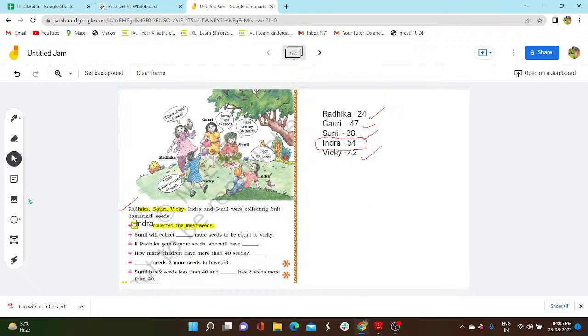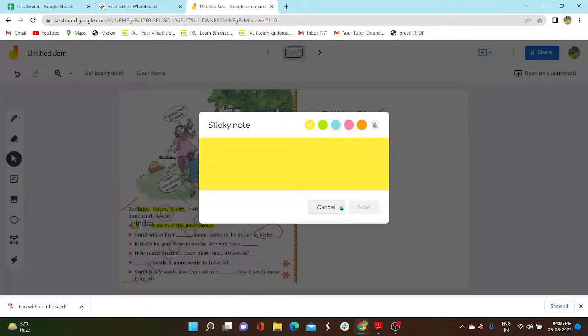The next fill up says Sunil will collect something more seeds to be equal to Vicky. Okay. So Vicky, as we can see, has collected 42 seeds and Sunil has collected 38 seeds. So we have to find out how many more seeds Sunil needs to get in order to be equal to Vicky. So what can we do in this case?